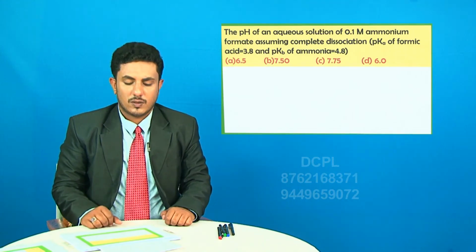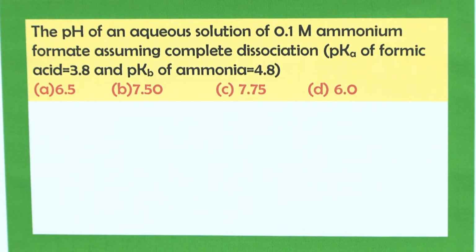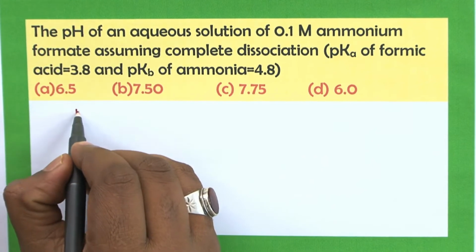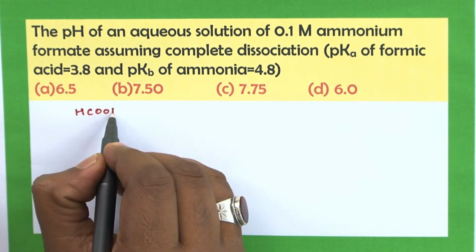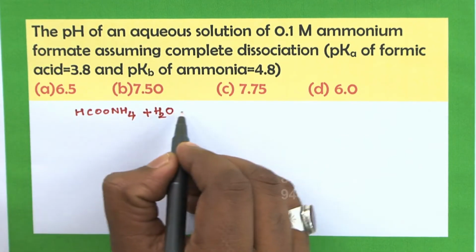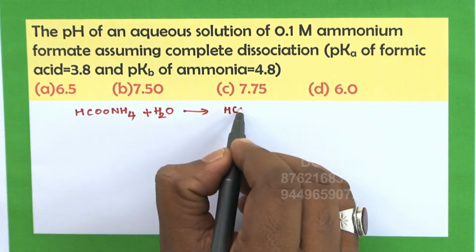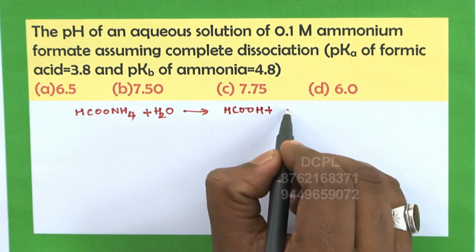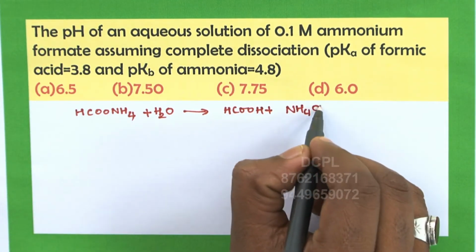Friends, the next question is: pH of aqueous solution of 0.1 molar ammonium formate, assuming complete dissociation. pKa of formic acid is equal to 3.8 and pKb of ammonia is equal to 4.8. Now, they have given us ammonium formate, HCOONH4. Ammonium formate on hydrolysis gives formic acid plus ammonium hydroxide.